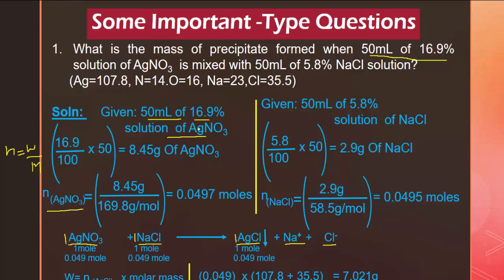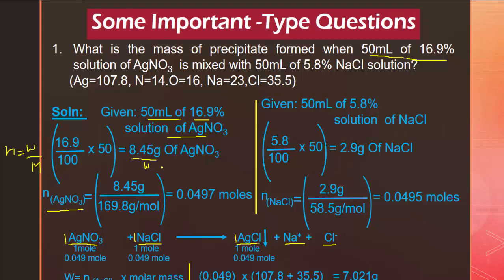We do not know the given mass, because the percentage concentration is given. So let's find out the given mass from this data. 16.9 by 100 into 50. That gives a value of 8.45 grams. So what is this 8.45 grams? It is W. We have found the value of W.